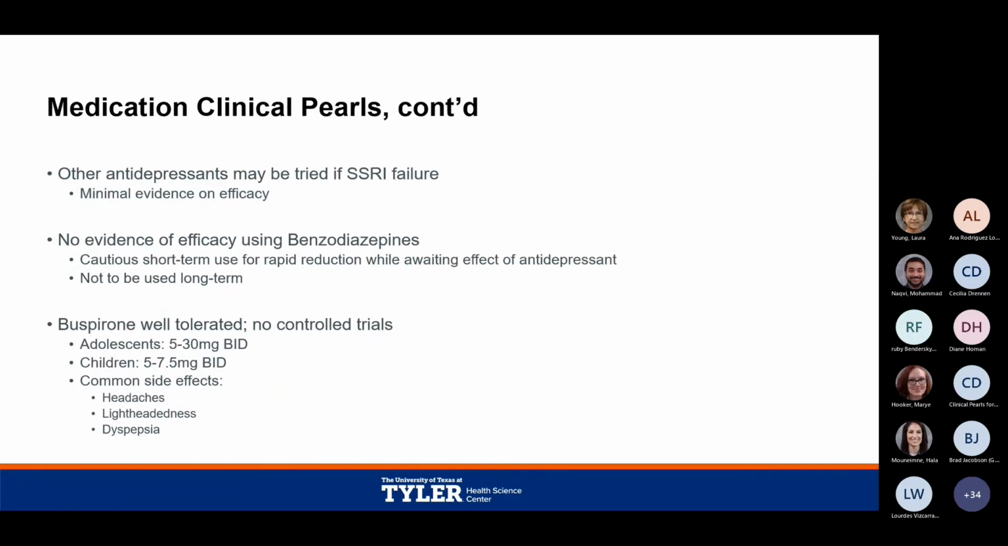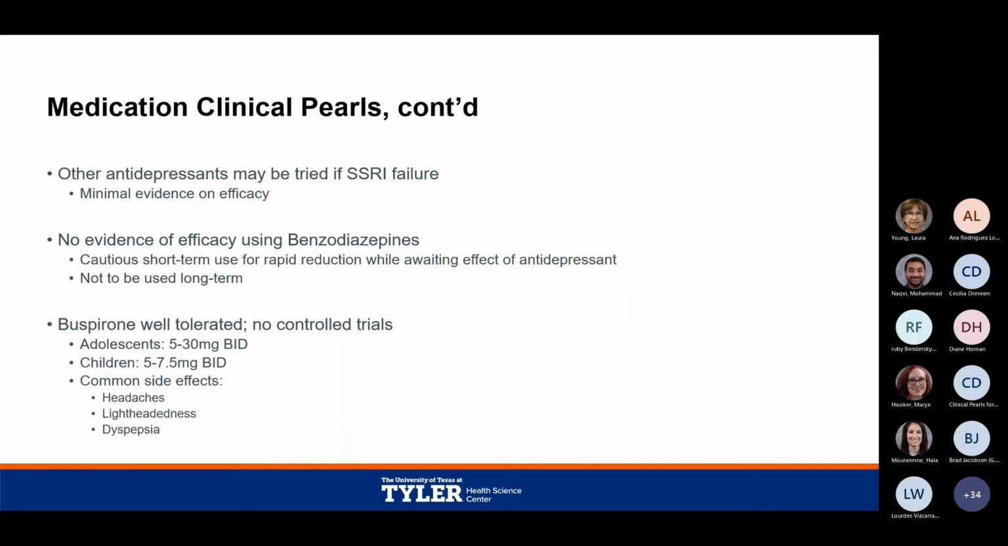Other antidepressants should be tried if a patient has failed treatment with at least 2 SSRIs, but there is minimal evidence to discuss the efficacy of other antidepressants in children and adolescents. So you can try it, but we just don't have the evidence-based medicine to show the efficacy of other antidepressants when treating anxiety in children and adolescents.